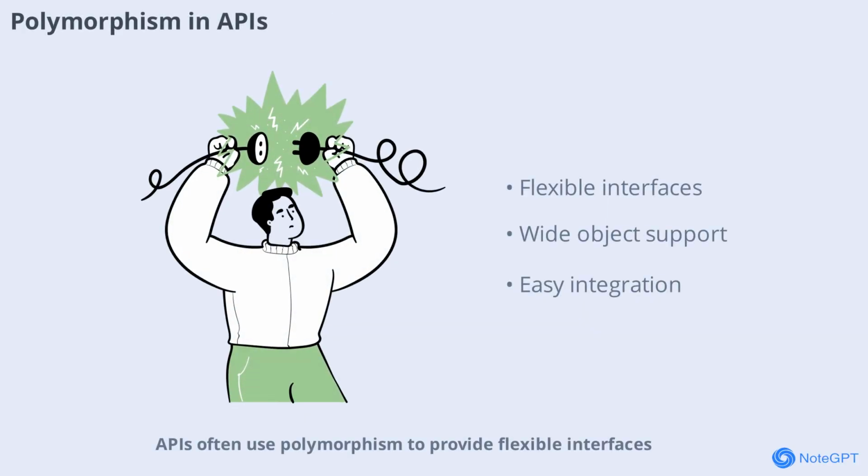APIs often use polymorphism to provide flexible interfaces. By accepting parameters of a base type or interface, APIs can work with a wide range of objects. This makes it easier to extend APIs and integrate with new components without breaking existing functionality.